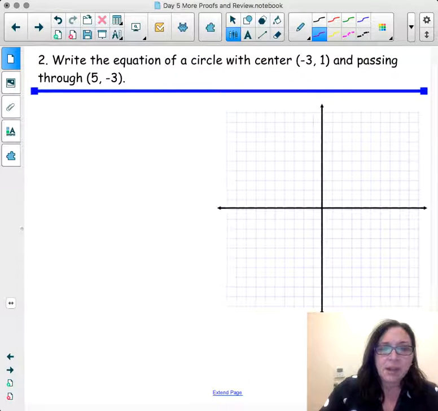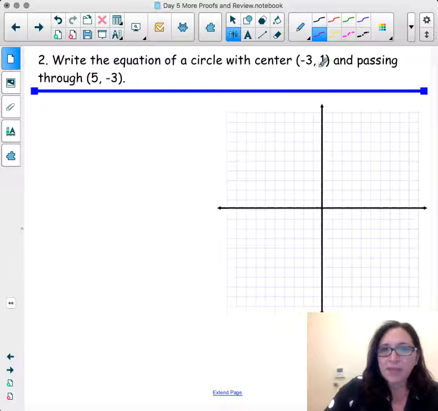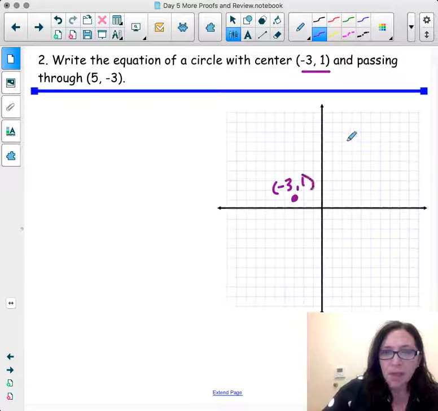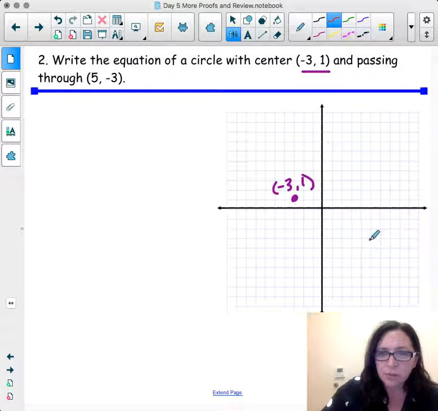All right, the next question says, write an equation of a circle that has a center of -3, 1. So 1, 2, -3, 1. So here's my center right there at -3, 1. It passes through the point 5, -3. So we have 1, 2, 3, 4, 5, 1, 2, 3. So it passes through this point, which is 5, -3.